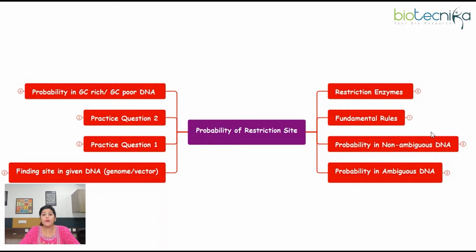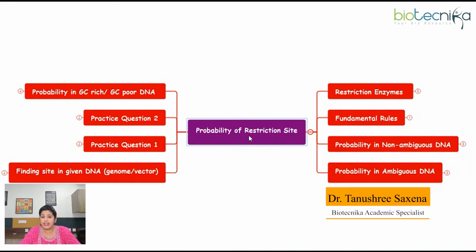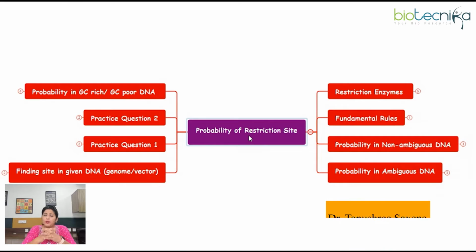Today in this video, I'm going to talk about the topic probability of restriction site, a must-do topic by all GATE BT aspirants. I'm sure while going through previous year GATE BT question papers, you would have come across numerical answer type questions on probability of finding a restriction site, 6 base pair or 4 base pair in a genome, right? These questions are very scoring and they carry 2 marks.